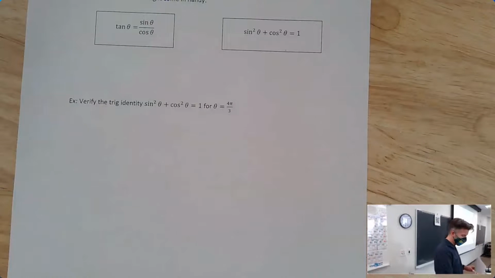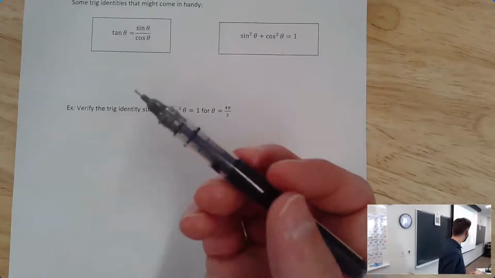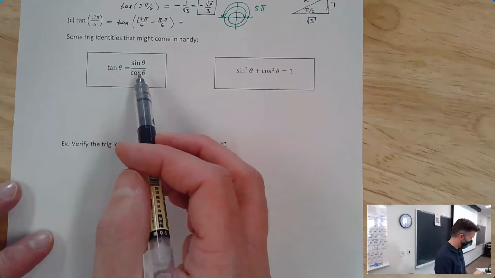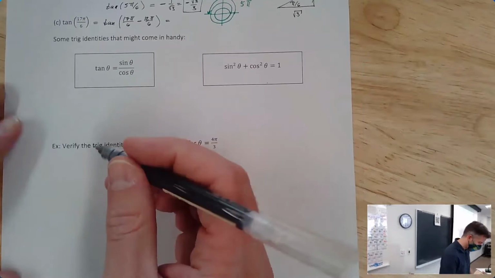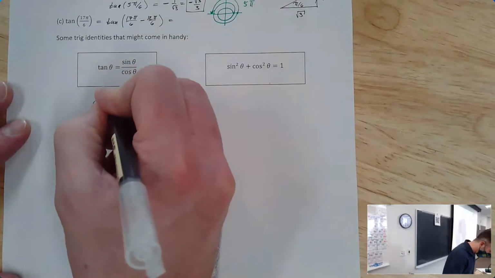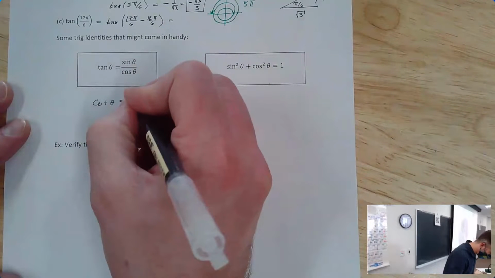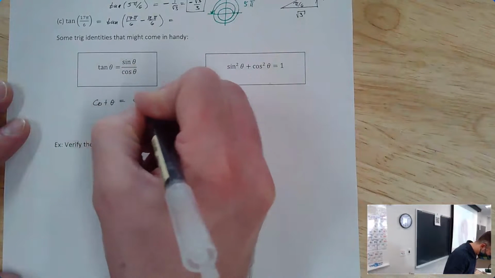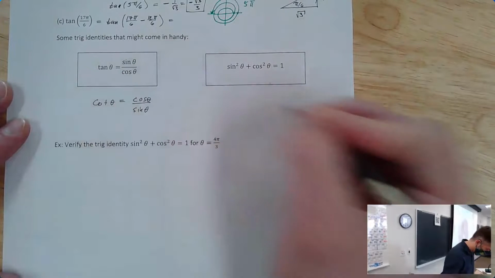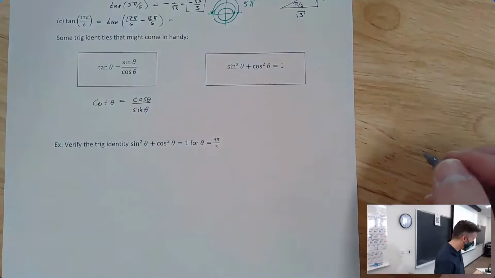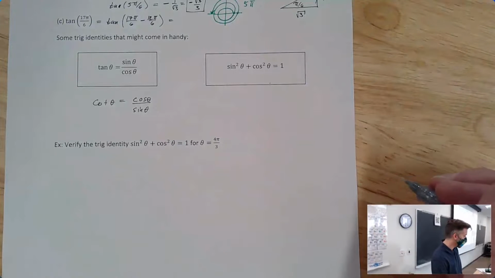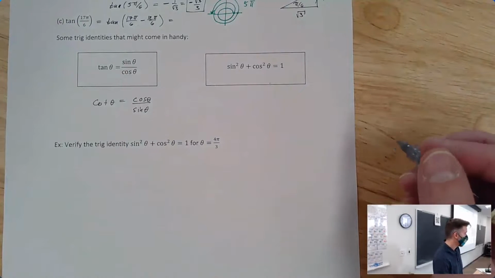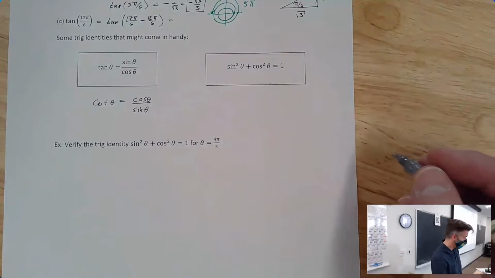A couple trig identities. One we've already mentioned is that tangent theta equals sine theta over cosine theta. And I will also point out, even though we've already said it, that cotangent theta equals cosine theta over sine theta. The other trig identity, and this one comes up a lot, I usually call it the most famous trig identity, is that sine squared theta plus cosine squared theta equals 1.